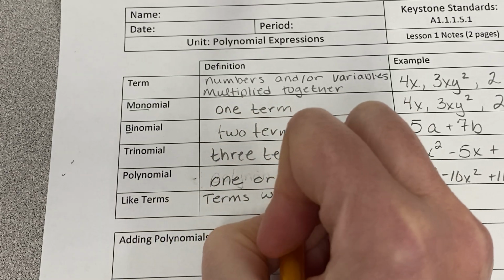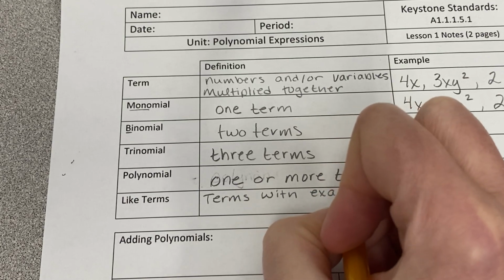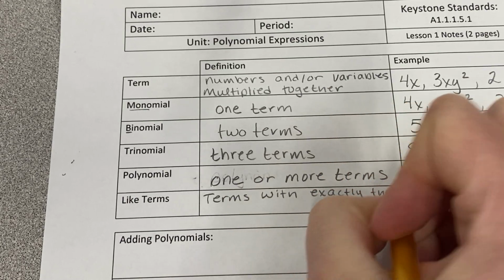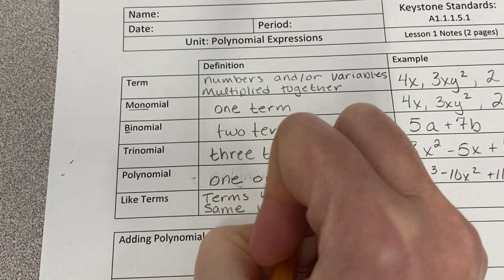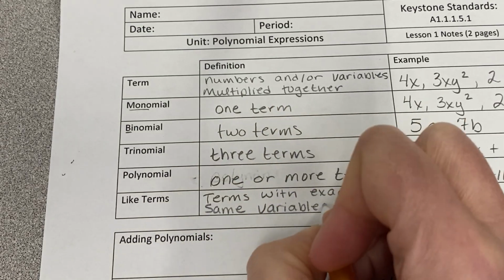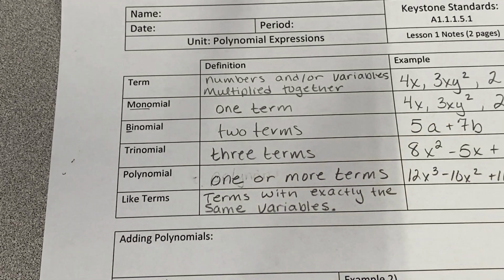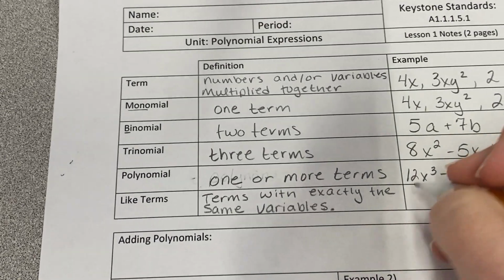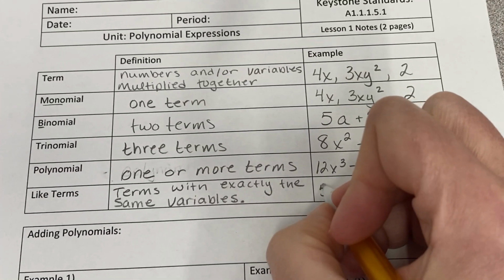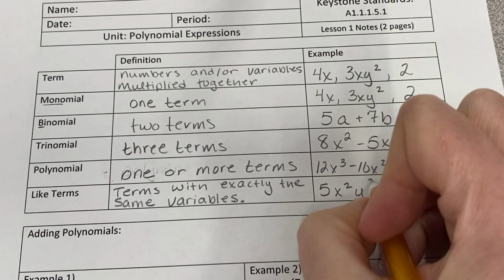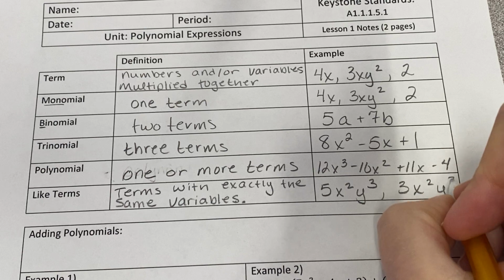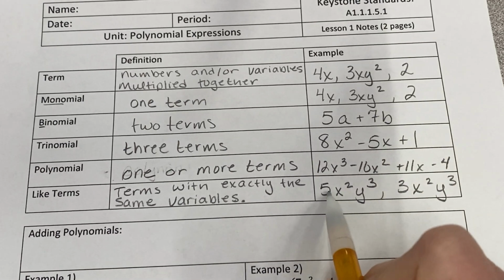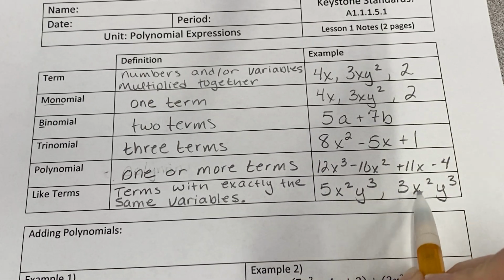Okay, and then we have like terms, and they are terms that have exactly the same variables. And when I say that the variables are the same, that includes their exponents. So x and x squared are not like terms. For instance, if I have the term 5x squared y to the third, that would be a like term with 3x squared y to the third. So everything after this coefficient has to be identical.